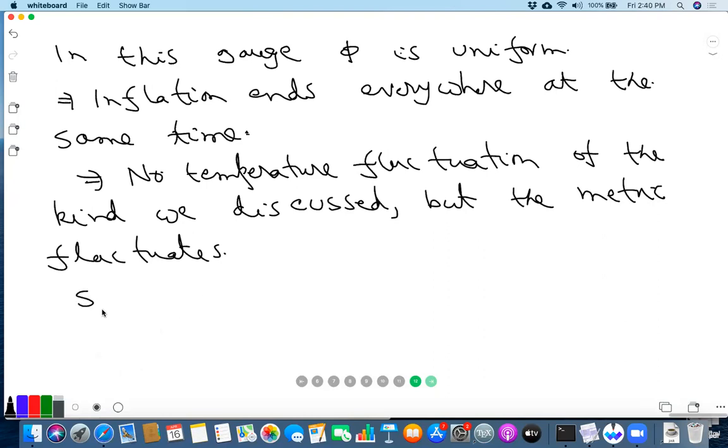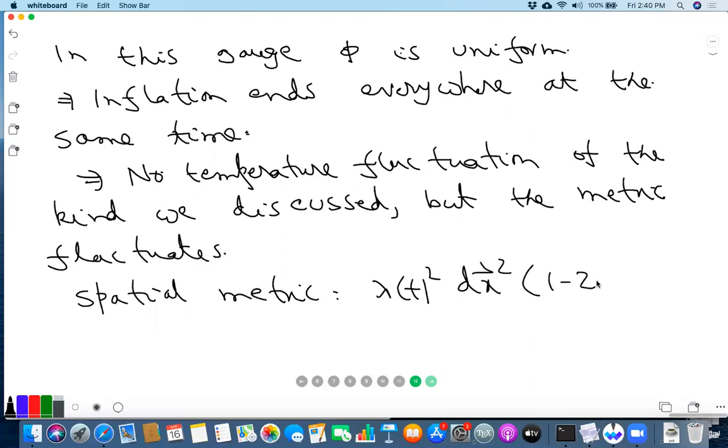So the spatial metric, up to this lambda t squared factor, is dx squared times 1 minus 2 psi. So forget about the lambda t squared. Let's look at this part of the metric. The spatial slice is not flat anymore. In the earlier gauge, the spatial slice was flat because this part of the metric was just dx squared. Now that's not the case anymore. There is a 1 minus 2 psi.